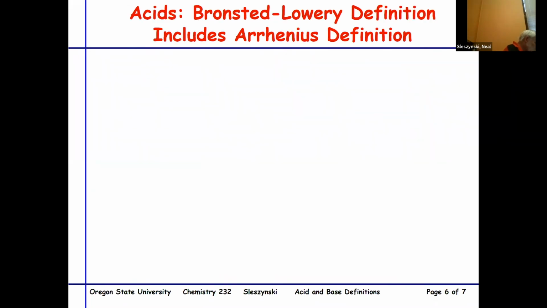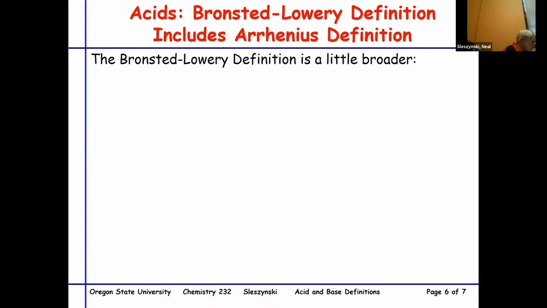The next acid-base definition we'll look at is the Bronsted-Lowry definition, which is broader than the one that we've already looked at, and as a result of being broader, also includes all of the Arrhenius acids and all of the Arrhenius bases. So the Bronsted-Lowry definition is broader than the Arrhenius definitions we just looked at.